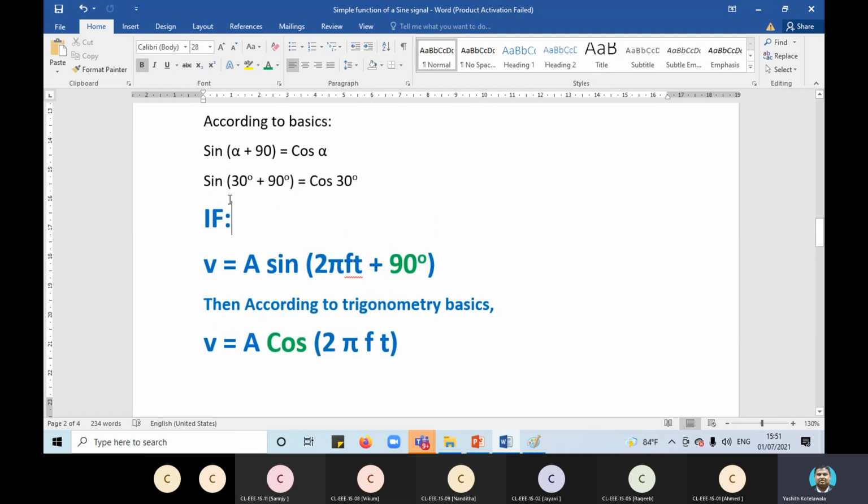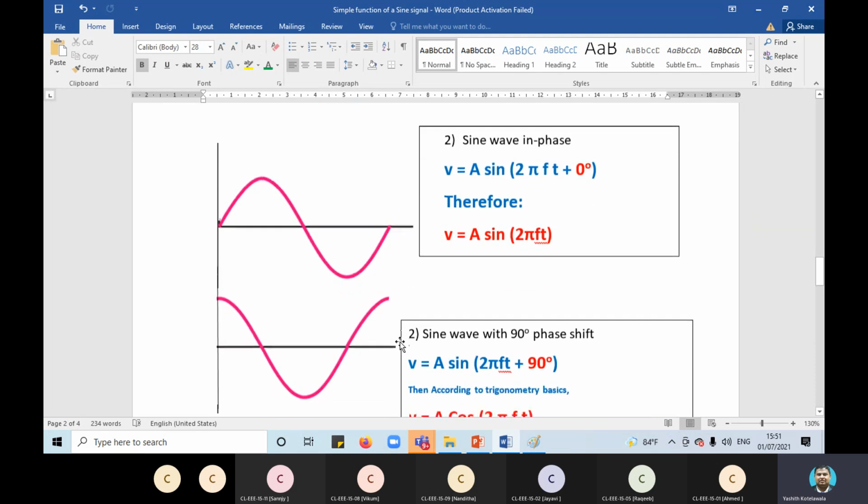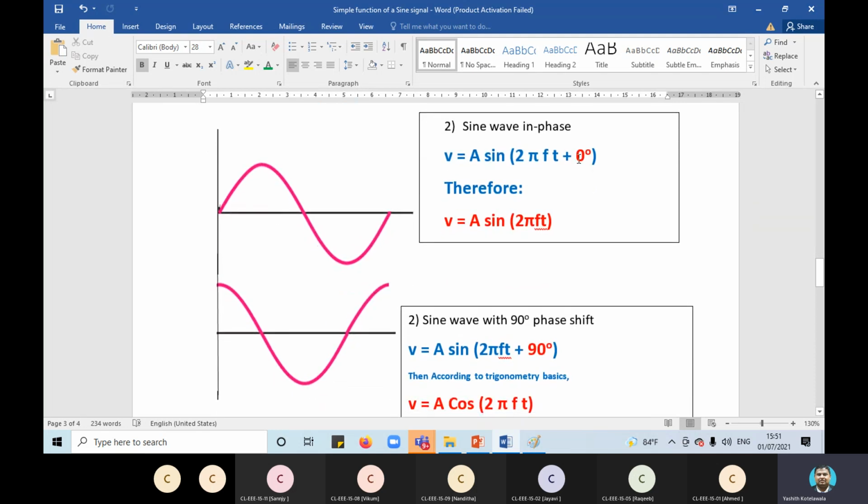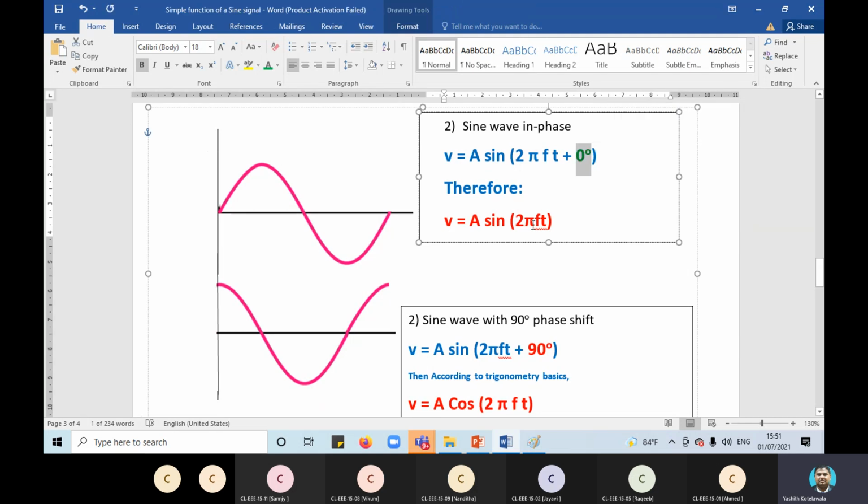Now the basics: sin alpha plus 90 is cos alpha, sin theta plus 90 is cos theta, sin 30 plus 90 is cos 30. Likewise, sin 2 pi ft plus 90 becomes cos 2 pi ft. Very simple. To make the long story short, if this is the sine, the theta value is 0, because it is in phase, so no phase difference. Theta is 0, so you can finalize it as the instantaneous voltage V equals peak times sine 2 pi ft.